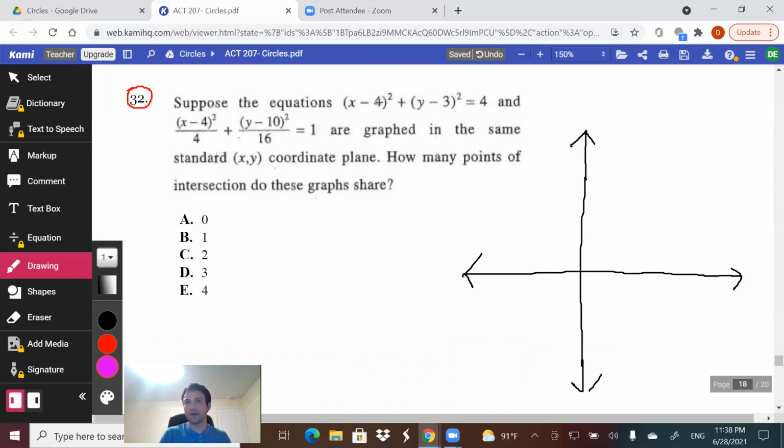So pause it and kind of say to yourself where this circle is and what the radius is and where this ellipse is and where the radius is, and see if you can plot it out. Anyway, I'm going to keep on going. So they want to know at how many points do these 2 things intersect.